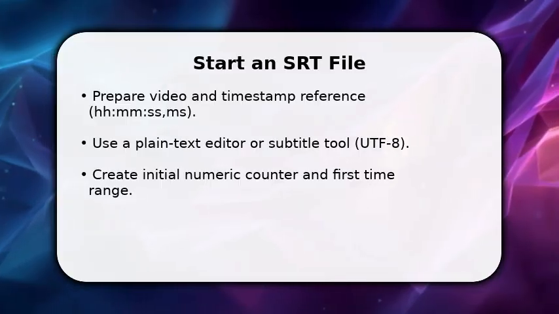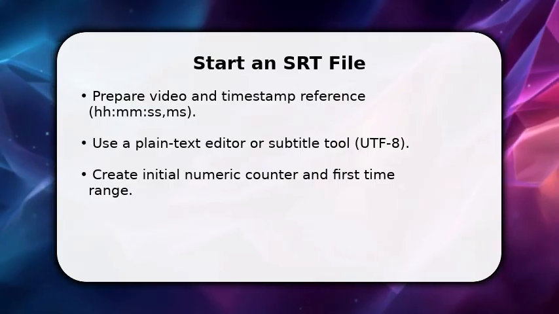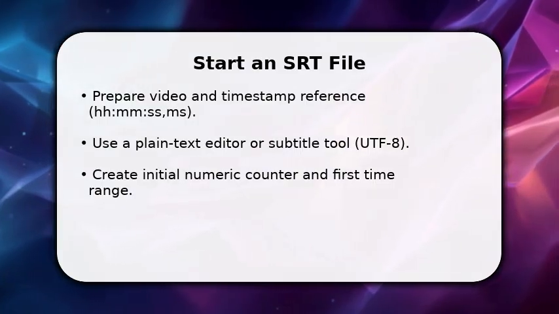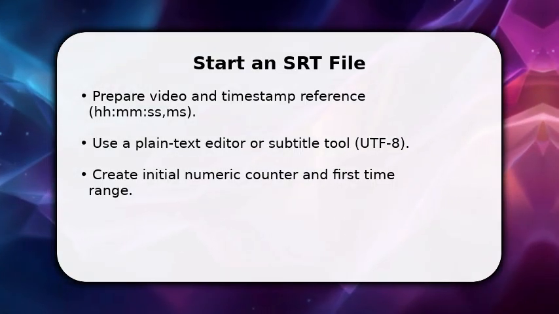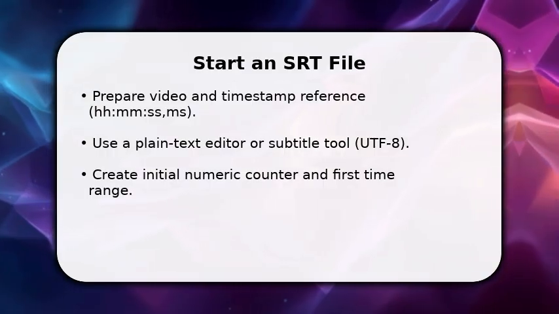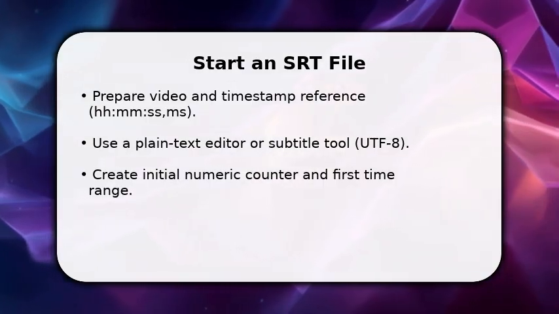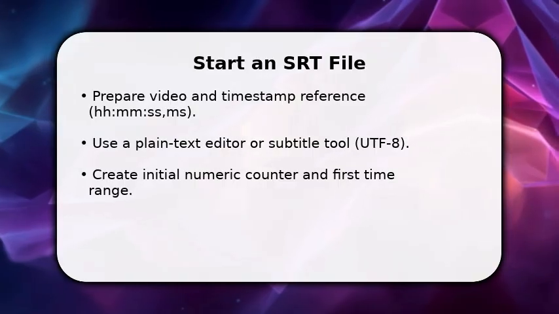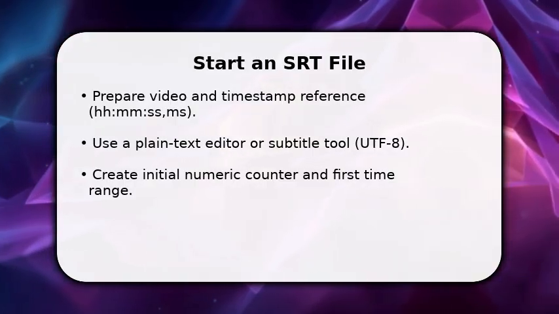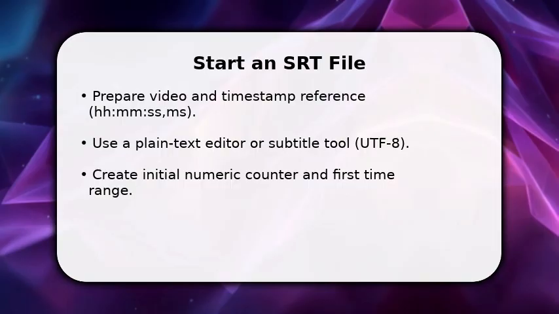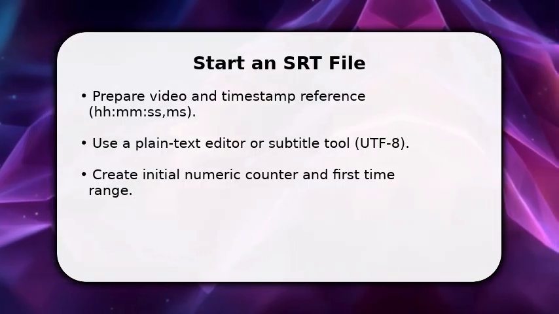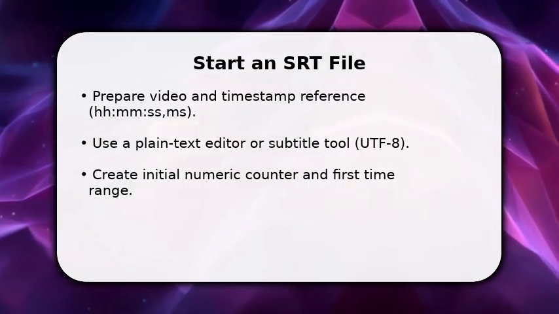You begin by opening the video and a plain text editor. You need the runtime visible. Start the SRT with the numeric counter 1 on its own line, then type the first time range using HH:MM:SS,MS, HH:MM:SS,MS. Once done, add the dialog line below the time range. Make sure you save as UTF-8 and SRT.